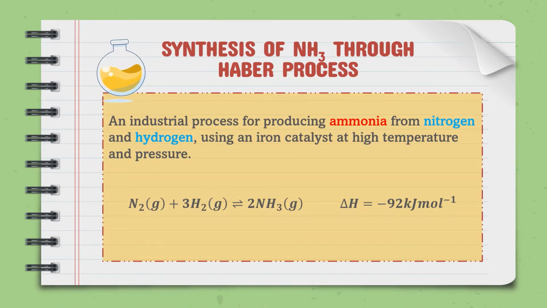Moving on, the synthesis of ammonia through Haber process. Haber process is defined as an industrial process for producing ammonia from nitrogen and hydrogen using an iron catalyst at high temperature and pressure. Based on the equation, 1 mole of nitrogen will react with 3 mole of hydrogen to produce 2 mole of ammonia. It combines the nitrogen from the air with hydrogen derived mainly from natural gas such as methane into ammonia. The reaction is reversible and the production of ammonia is exothermic.